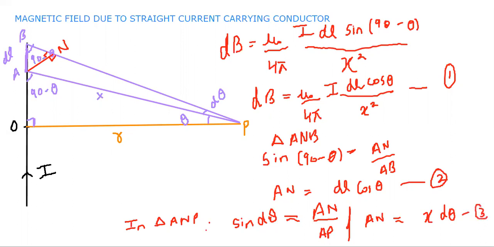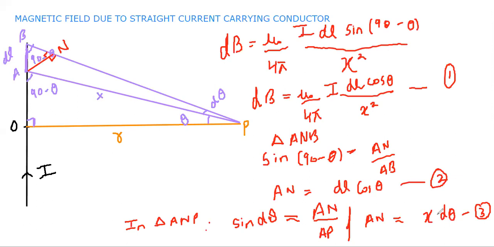Now if you compare second and third, you get the value of dl cos theta to be equal to x d theta. From second and third, what you get? The value of dl cos theta is equal to x d theta.